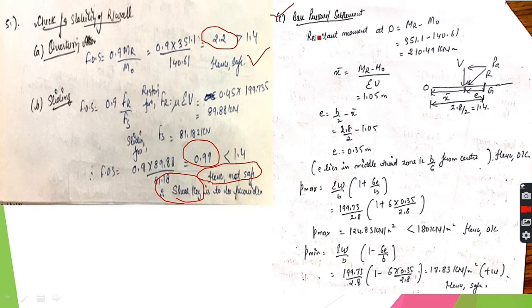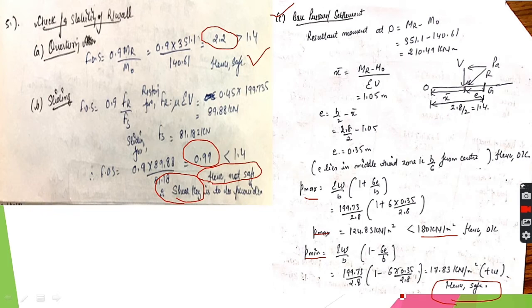Now the third is the base pressure on the soil underneath. Here we calculate P maximum and P minimum, and this value should be less than the soil bearing capacity, and P minimum should be positive, hence safe. So one check has failed. For that we have the solution of the shear key, rest of the checks are fine. So now we can proceed with our question.